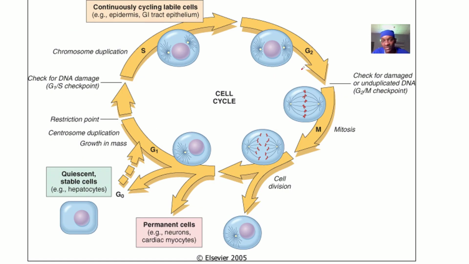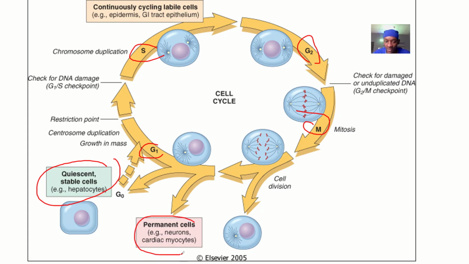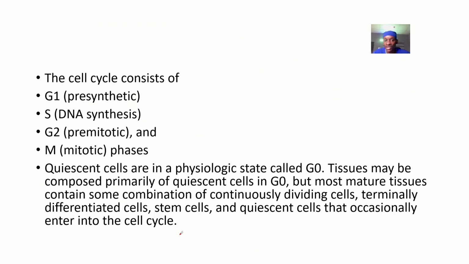So you can see this is the cell cycle, which is composed of the G1, the S, the G2, and the M phase, right? Then I want you guys to note this. These are quiescent or stable cells. Quiescent or stable cells are a type of cells that are resting temporarily, and they will go into the cell cycle to continue dividing. Then for the permanent cells, these ones have completely left the cell cycle permanently, all right? And these ones will not divide again. Examples are neurons, cardiac myocytes, skeletal muscles, and the rest of them.